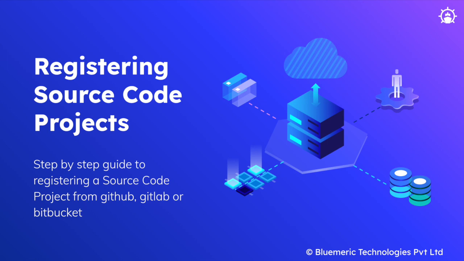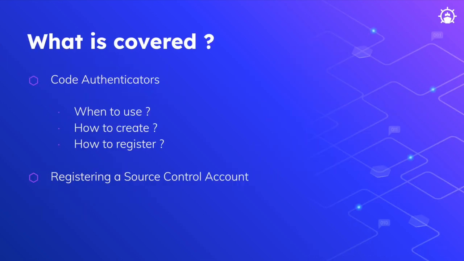Before we start onboarding the projects, it's important to learn about code authenticators, what they are, why we need them, and how to configure these authenticators. Once we have the code authenticators in place, registering a source code project is a one-step process. Source code projects are registered using OAuth-based single sign-on.